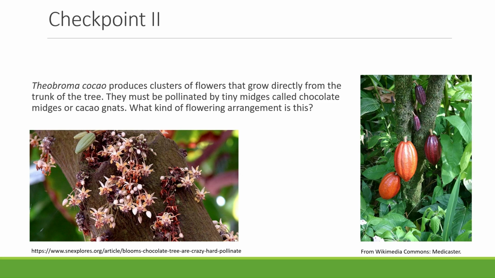Checkpoint 2. Theobroma cacao produces clusters of flowers that grow directly from the trunk of the tree. They must be pollinated by tiny midges called chocolate midges or cacao gnats. What kind of flowering arrangement is this?